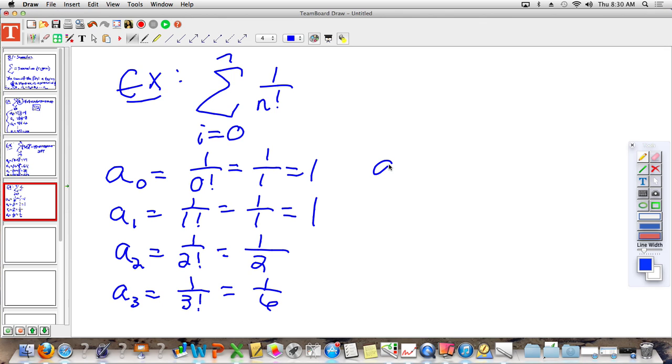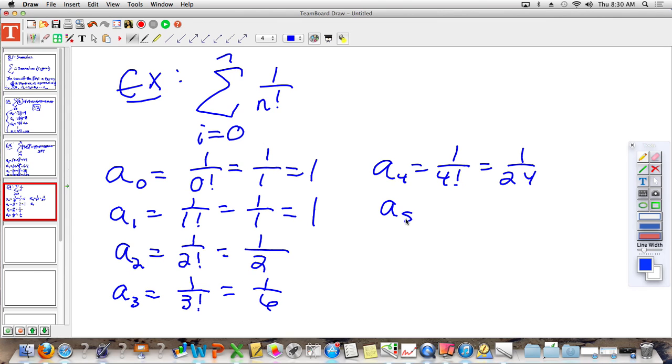The fourth term is 1 over 4 factorial. Well, you guys, 3 factorial is 6. So 4 factorial is going to be 3 factorial times 4, which is 24. So now we have 1 over 24.